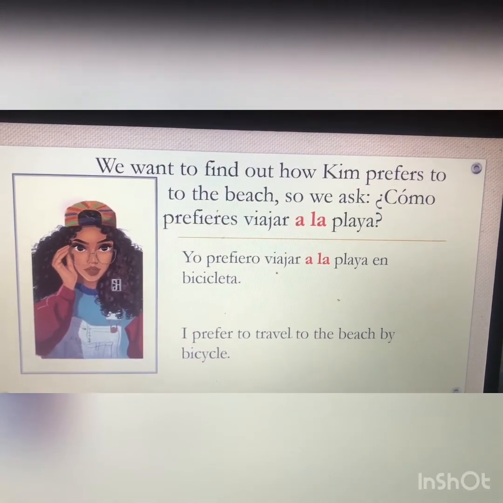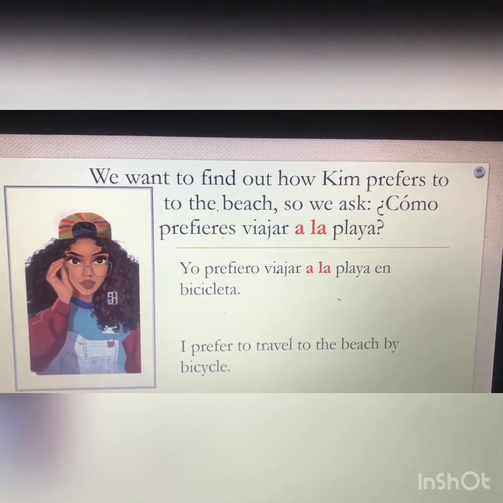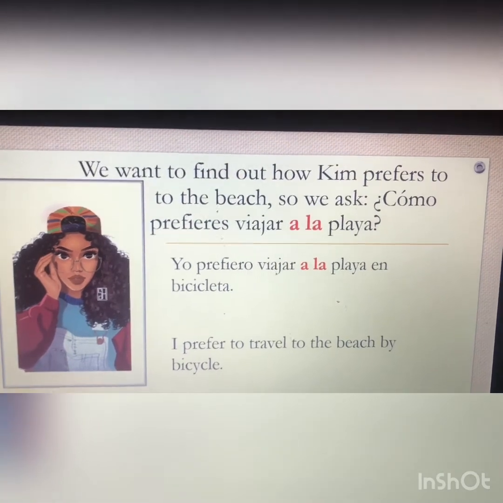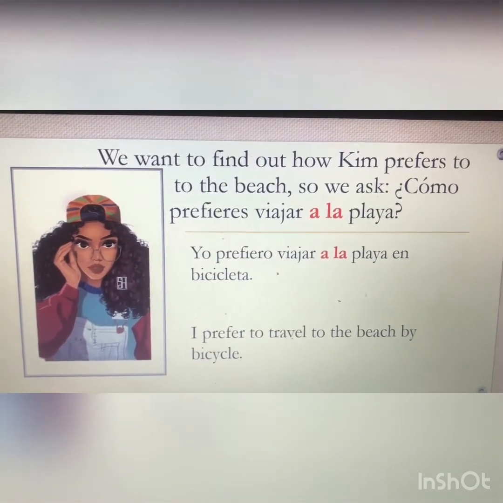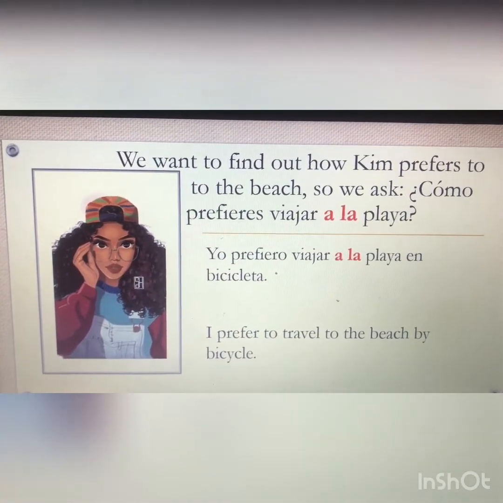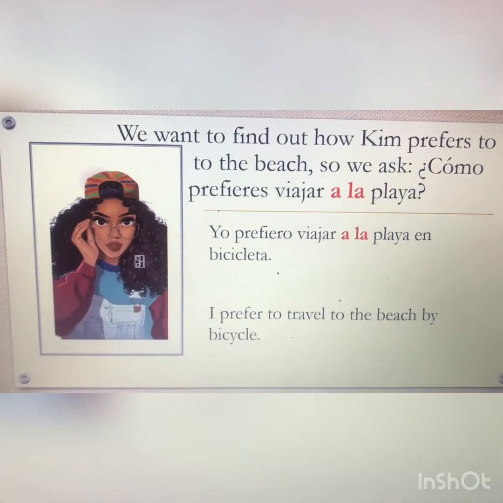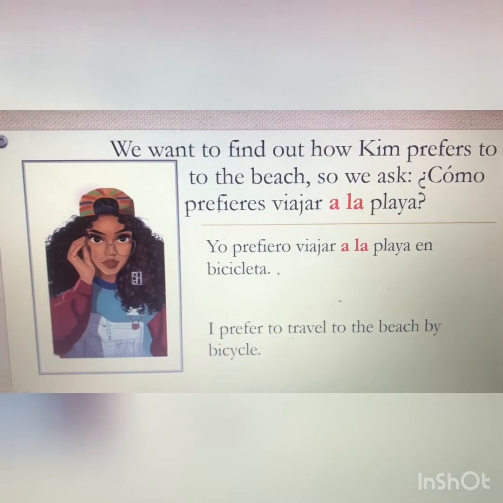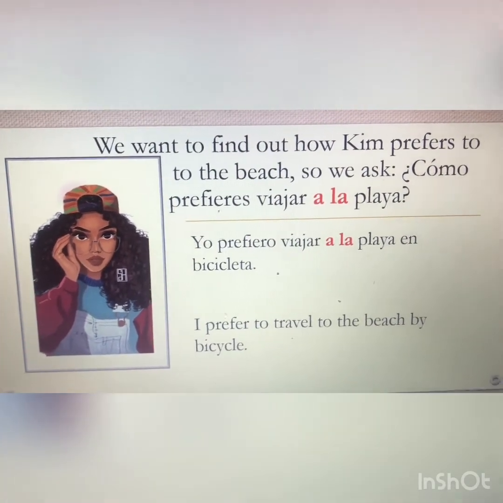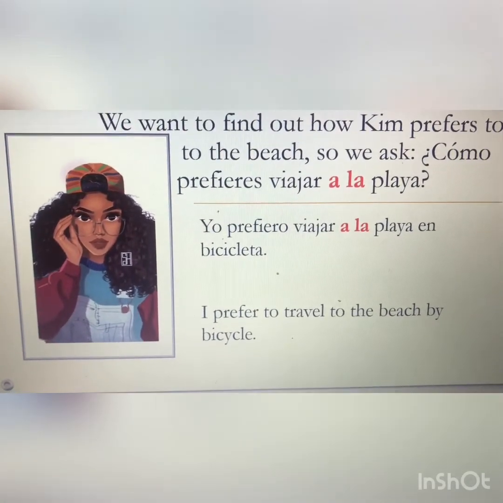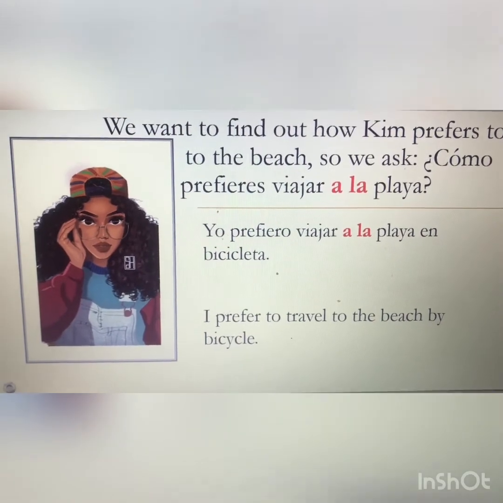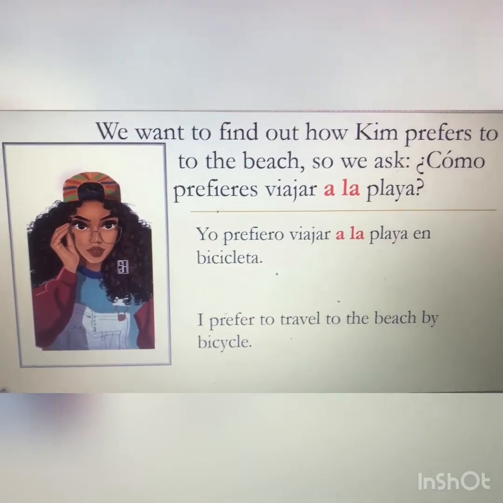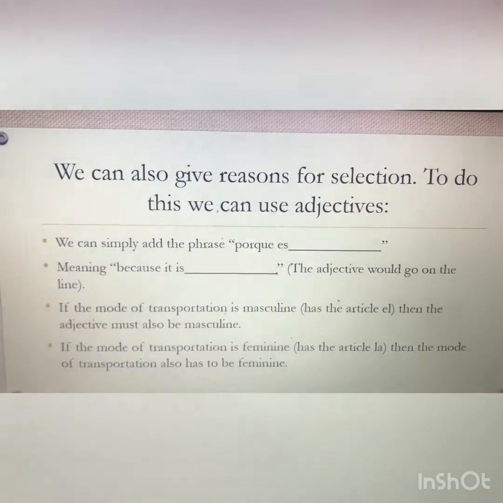Now we have Kim. So we want to find out how Kim prefers to travel to the beach. So beach in español is la playa. So we would say, ¿Cómo prefieres viajar a la playa? Meaning, how do you prefer to travel to the beach? Now Kim responds by saying, Yo prefiero viajar a la playa en bicicleta. Meaning, I prefer to travel to the beach by bicycle.